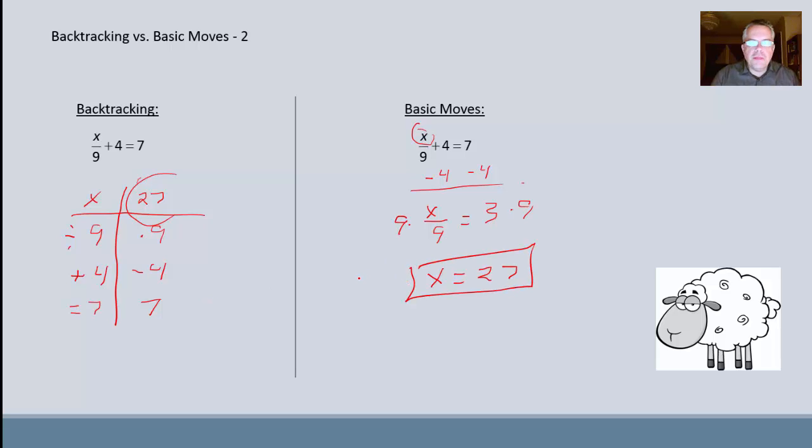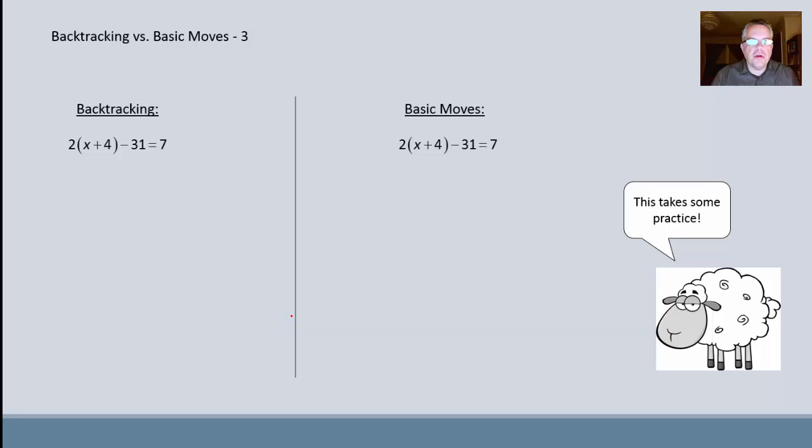We really did the same thing both times. We subtracted a 4, we multiplied by a 9. So, doesn't really make a difference which one you use. Just be kind of good at both. All right, last slide. Here we go. Backtracking versus basic moves, our third example. These both have parentheses. Whether you're backtracking or using basic moves, you're going to distribute and combine.